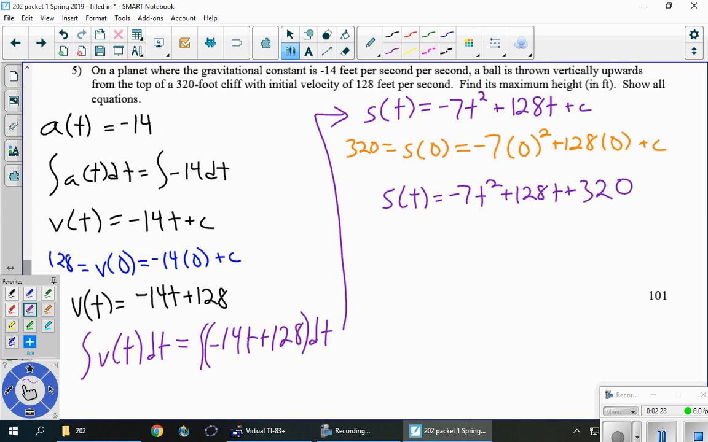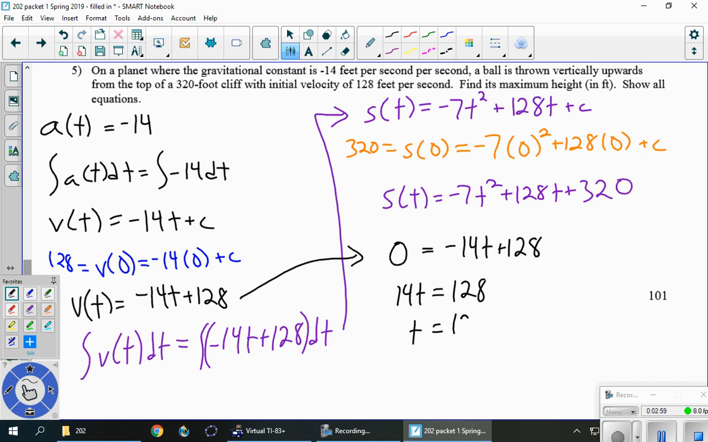And now we want to know something about this ball when it's at its maximum height. If you think about the ball when it's at its maximum height, we know for sure its velocity is 0. Just for that one moment in time, that ball is paused up there at its max. So we're going to set the velocity equal to 0. So let's solve this for t. Add 14t to both sides, and then divide by 14.